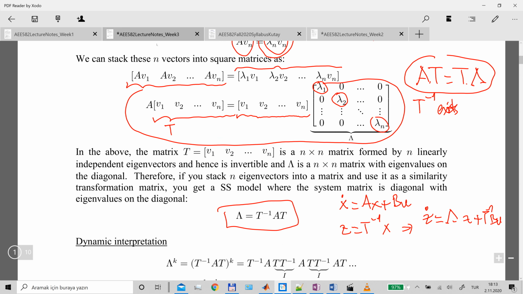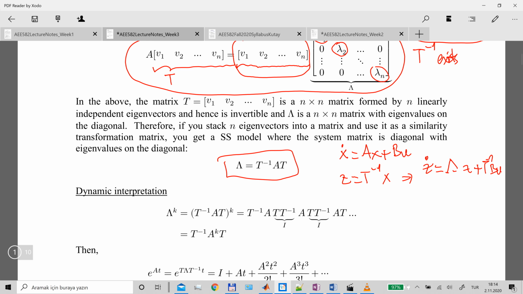Now imagine that you have found this diagonal form for your matrix by calculating this transformation matrix by first finding the eigenvectors. And assuming that the eigenvectors are linearly independent, then you can find this transformation matrix, and using that you can put your system into the diagonal form.